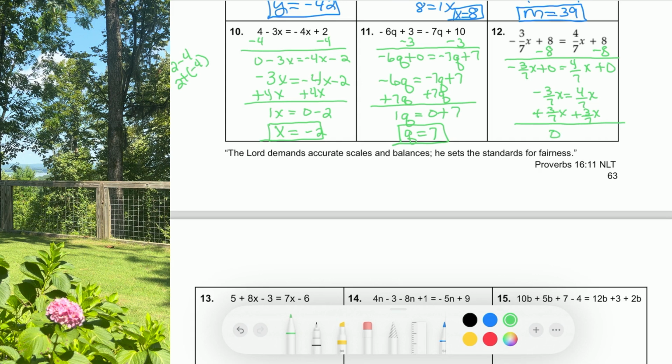So that gives me 0 equals 4 plus 3 is 7. So we have 7/7 x. 7 divided by 7 is a 1. So that gives us 0 equals x. But to write my answer, I'm going to say x equals 0 because we want our variable on the left.